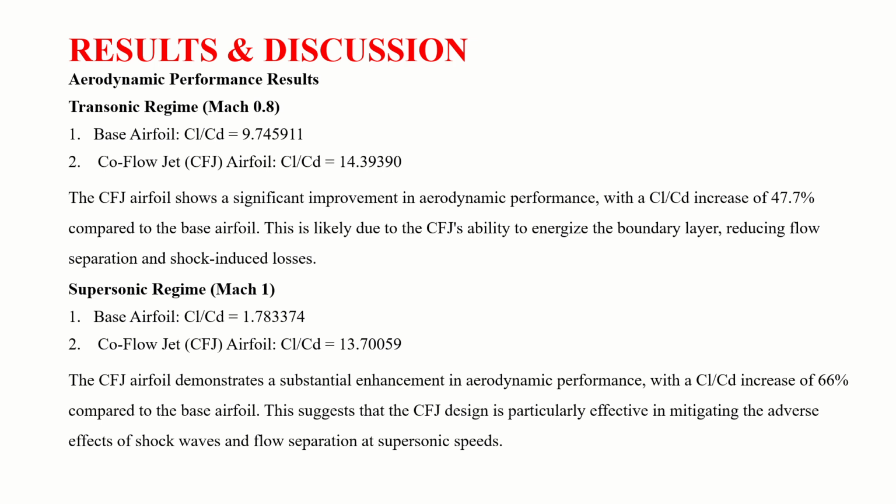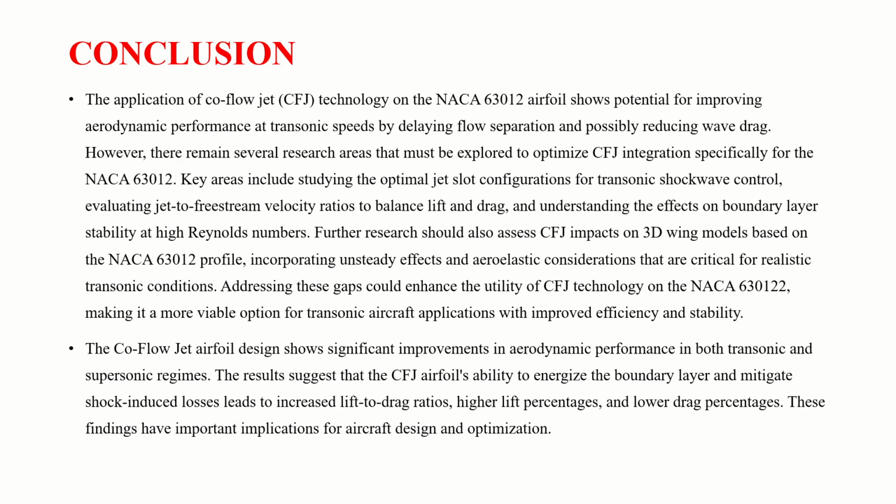So finally, the resultant aerodynamic performance results are: in the transonic regime at Mach 0.8, base gives 9.74 and CFJ gives 14.39. But in the supersonic regime at Mach 1, base gives 7.79, but the CFJ airfoil gives 13.700. This demonstrates a substantial enhancement in aerodynamic performance compared to the baseline airfoil. This suggests that the CFJ design is particularly effective in mitigating the adverse effects of shock waves and flow separation at supersonic speeds.